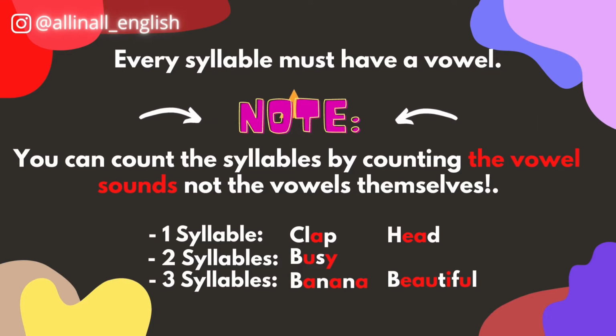Beautiful. You can see we pronounce the first 3 vowels E, A, U as U by saying bu. So that counts as one syllable here. And for the rest of the word, we pronounced the I and the U. So beautiful has 3 syllables.